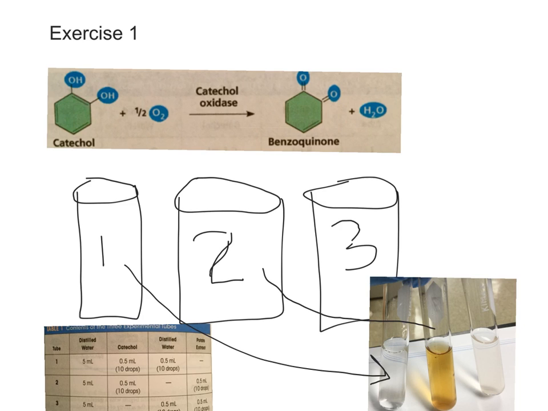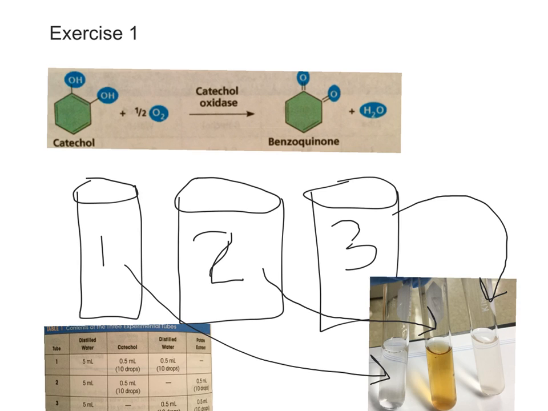Test tube number 2, this one had the distilled water, the catechol, again clear, and the potato extract. So what do you think that one made? Then we had test tube number 3. Test tube number 3 had the 5 milliliters of water, the drops of water again, and the potato extract.